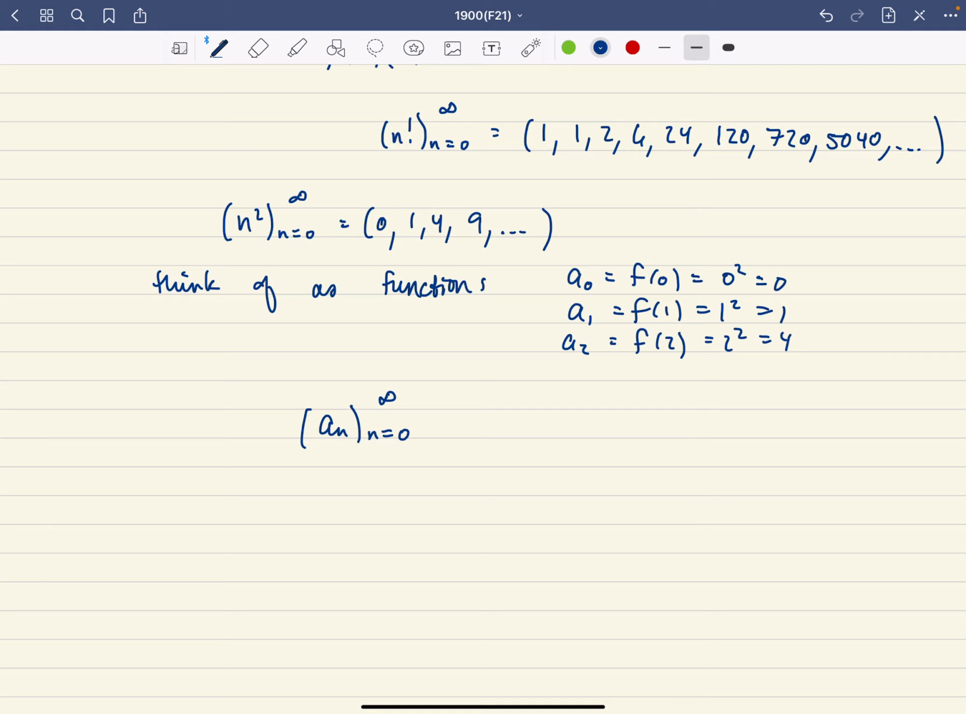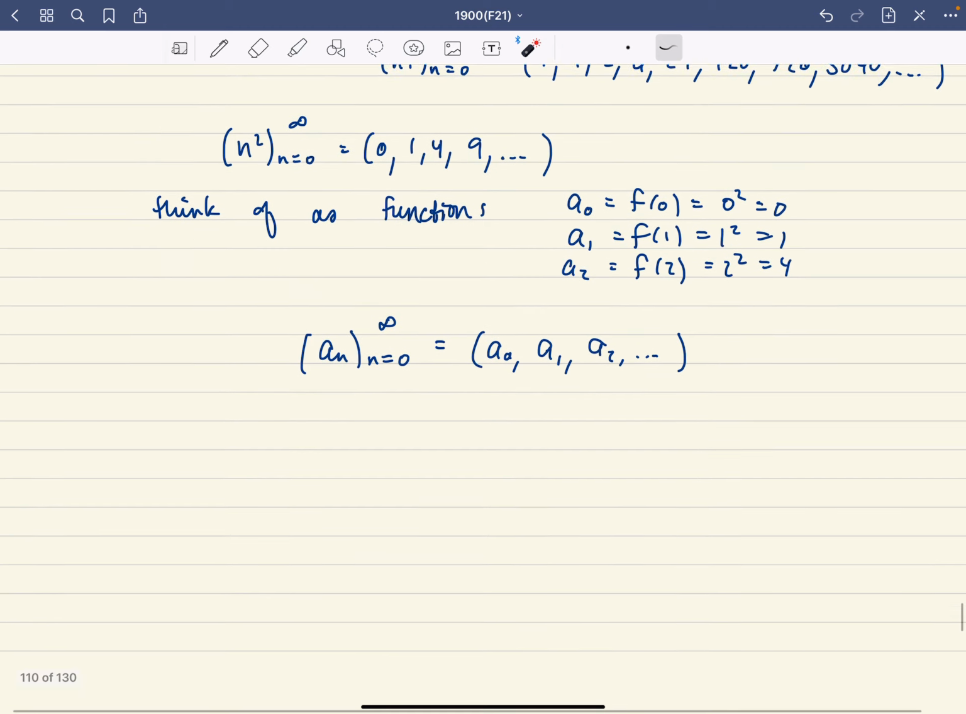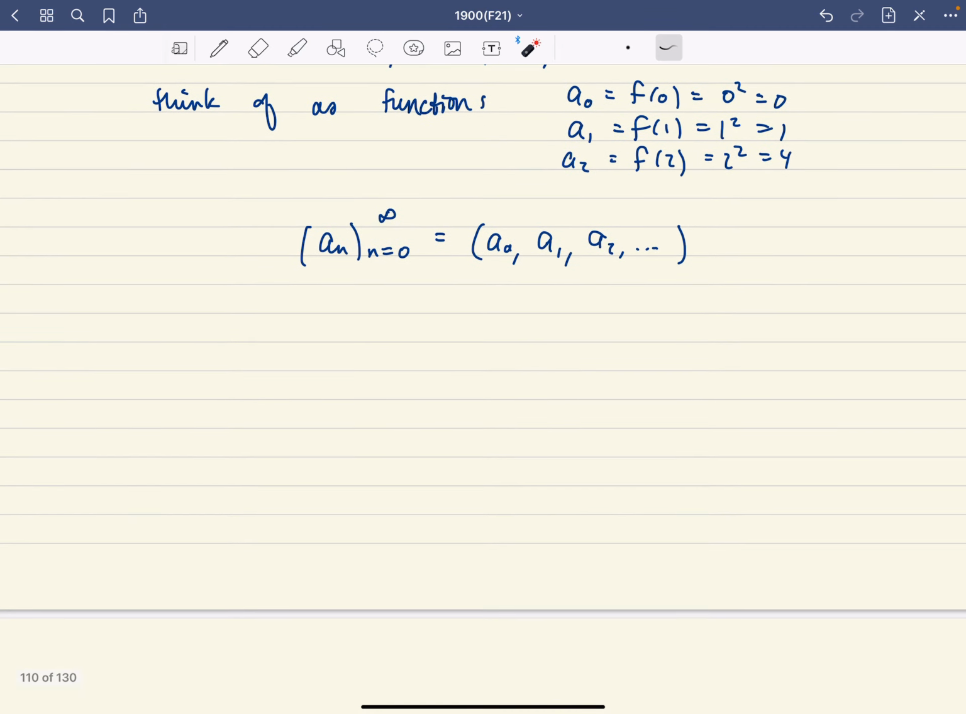Oftentimes, we start at 0, but you don't have to. You can start at whatever number you want. It could be 3, it could be negative 2, whatever. We're just going to start at 0. And this is the sequence a0, a1, a2, and so on. But you can think of these as functions, where the inputs are, in this case, the integers greater than or equal to 0. So that's one good way to think of sequences, as functions where the domain is whatever set of integers we're working with.